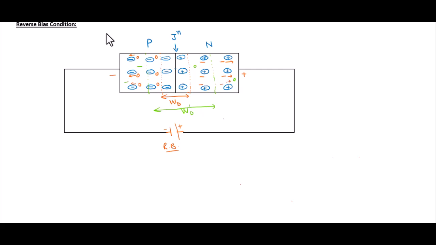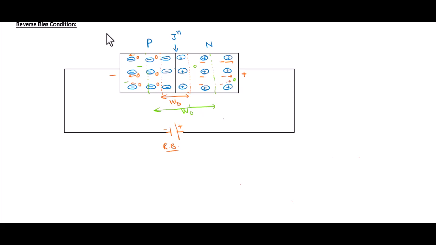Hello everyone, today we shall discuss the reverse bias condition in the PN junction diode. The PN junction diode can be connected in reverse bias condition by connecting its P region to the negative terminal of the battery and N region to the positive terminal of the battery.